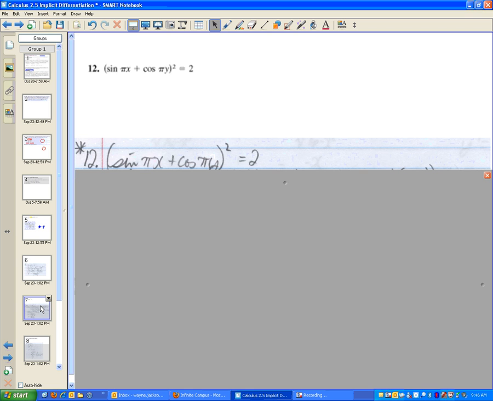So, number 12, I mean, it just doesn't get much better than this, right? We got sine, we got cosine, we got pi x, we got pi y. Everybody likes pi. We got a quantity with an exponent on it. Fairly upset about it. All right.